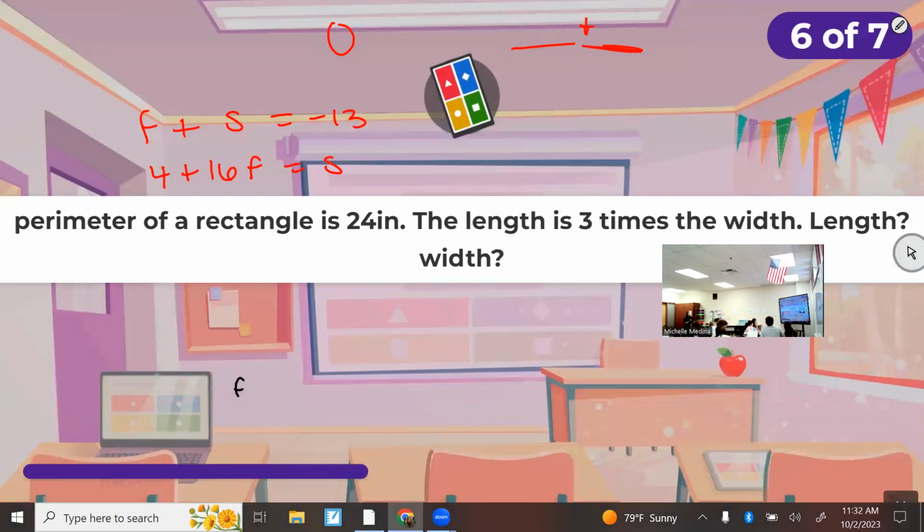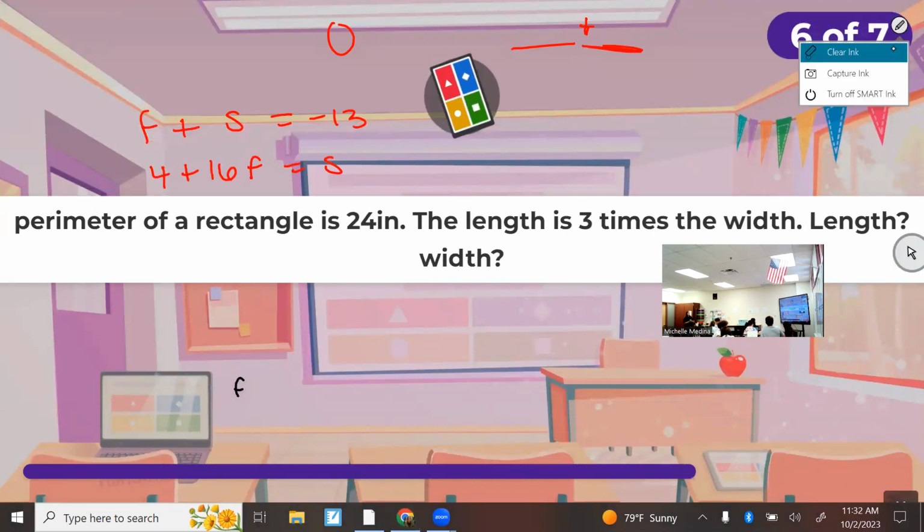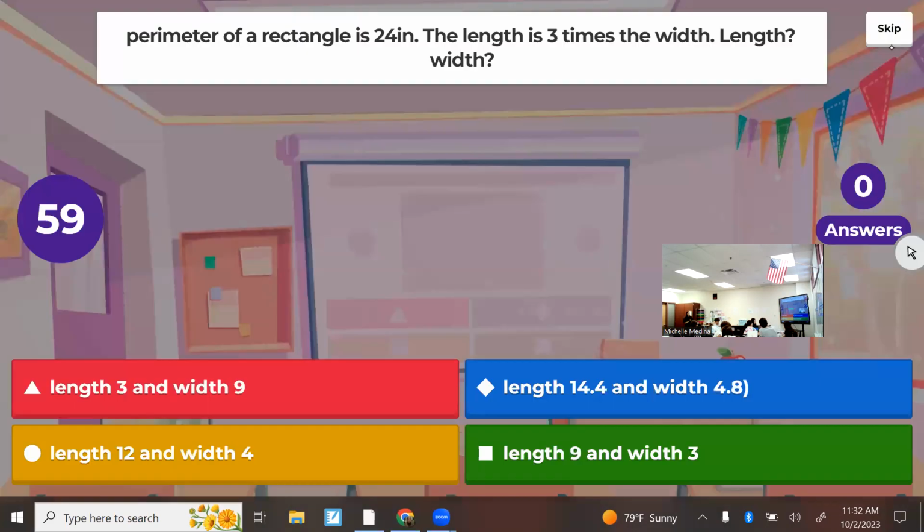All right, perimeter of a rectangle is 24 inches. The length is 3 times the width. What would the length be and what would the width be?